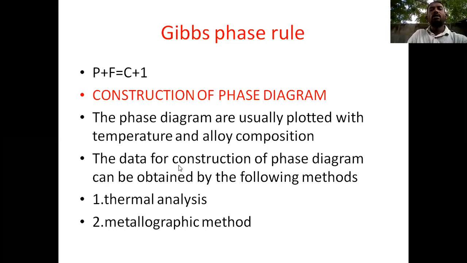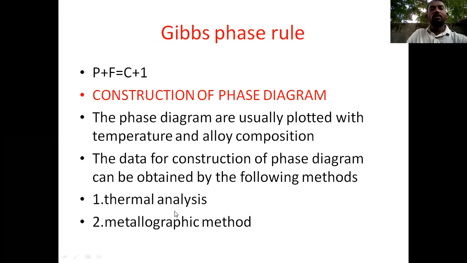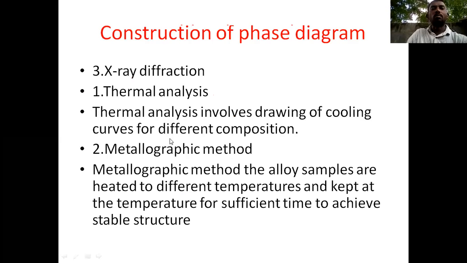The second point: the data for construction of phase diagrams can be obtained by the following methods. By using these methods we find data for constructing phase diagrams. The methods are: first, thermal analysis; second, the metallographic method; third, X-ray diffraction. These are methods we can use to find data for the construction of the phase diagram.